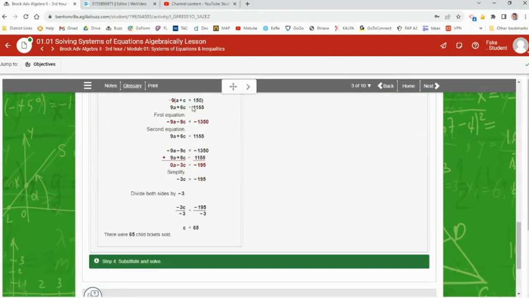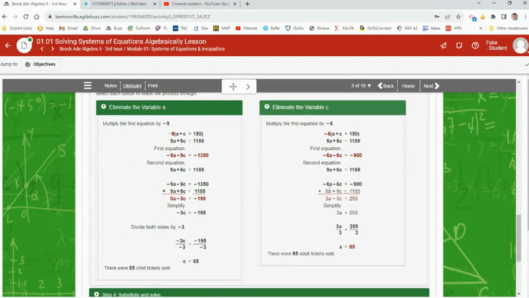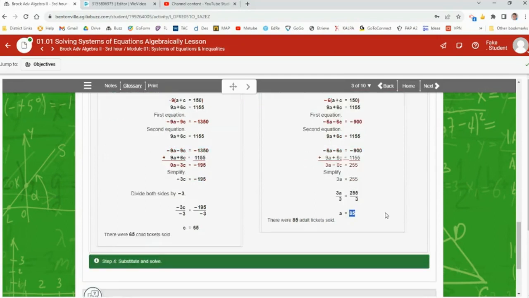All right, and it shows all the work from before. If we have -3C equals -195 and divide both sides by -3, C equals 65. So we know 65 child tickets were sold. If we went the other direction and eliminated child tickets with the 3A equals 255, we know 85 adult tickets were sold because we divide both sides by 3.